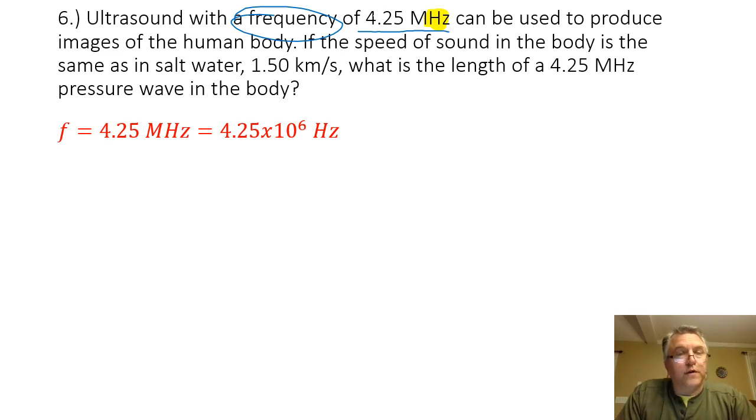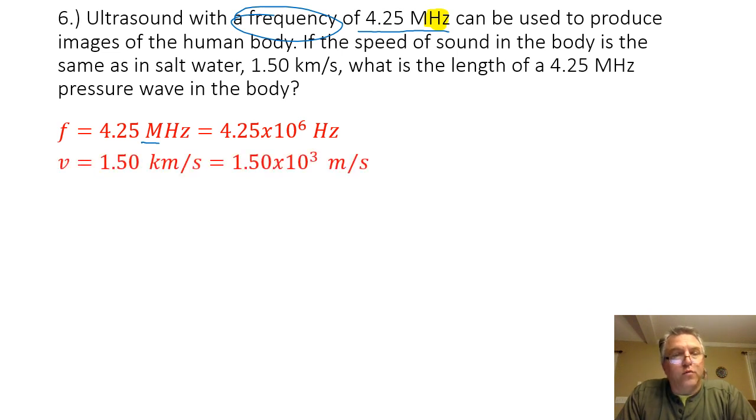So 4.25 megahertz, the prefix mega means 10 to the 6th or 1 million. So that's going to be 4.25 times 10 to the 6th hertz. The speed of the sound wave is 1.50 kilometers per second. Again, I do need to convert that to meters per second. So I'm going to end up with 1.50 times 10 to the 3rd meters per second. And we are looking for the wavelength, which is represented by lambda.